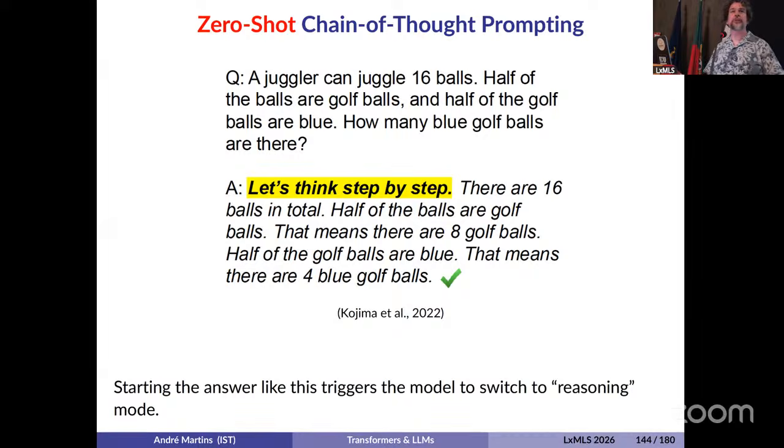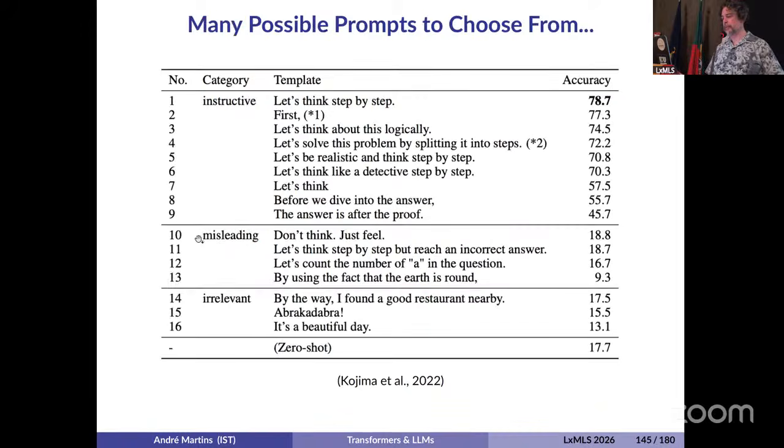Of course, these things can be very brittle. Why are we writing things step by step instead of using a different expression? This paper tried different things. They also tried things that are misleading on purpose to try to understand better. If instead of let's think step by step, you write something like this, the answer is after the proof, there is a big difference in the final accuracy. This is the dark part of LLMs and prompting: things can vary substantially if you change the prompt a little bit. Of course, if you write something misleading, like don't think, just feel, the accuracy is quite low.